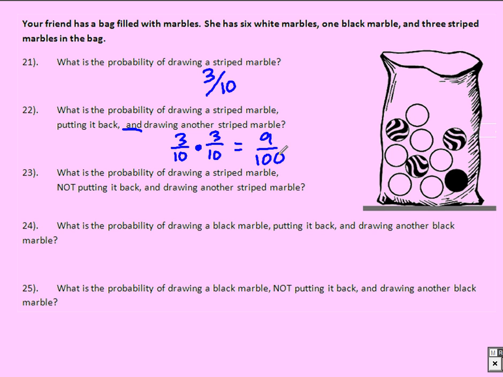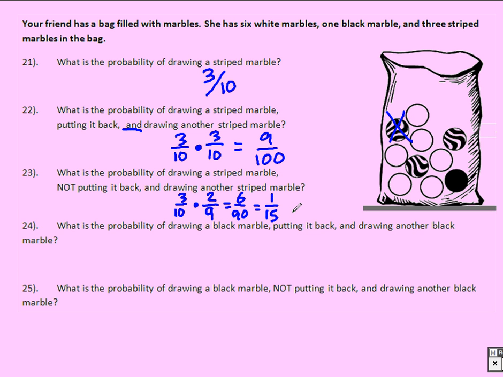Now 23 is the same idea, but you're not putting it back this time, drawing a striped marble both times. So 3 out of 10 is still for the first time. Now it's like that marble is gone. So there's only 2 marbles left out of 9 remaining in the bag. So 6 out of 90 is your probability, which would reduce to be 1 out of 15. That's your probability. Next one.